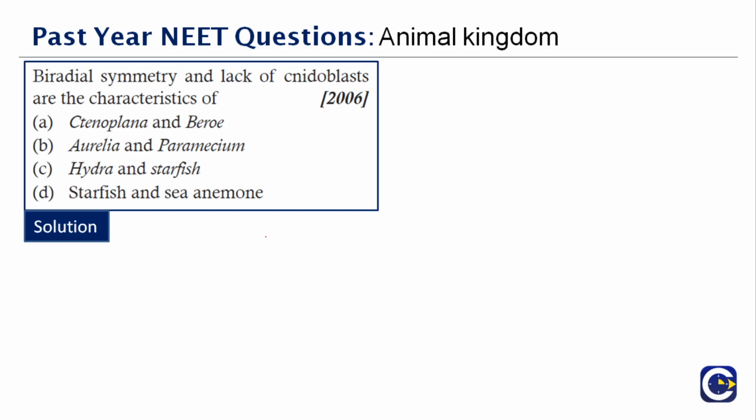Now biradial symmetry and lack of cnidoblasts are the characteristics. I almost gave you the answer. Yes, the correct answer to this question is Ctenoplana and Beroe. So the correct answer is option A.